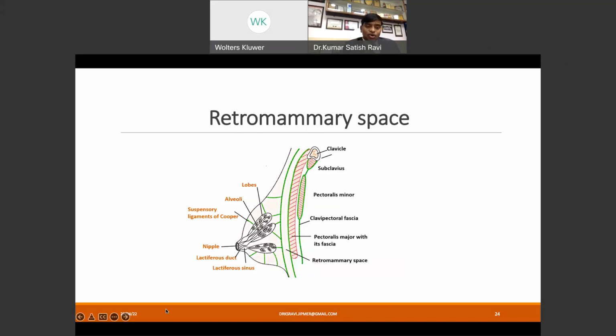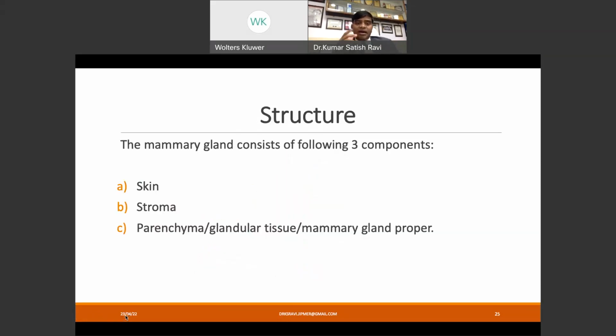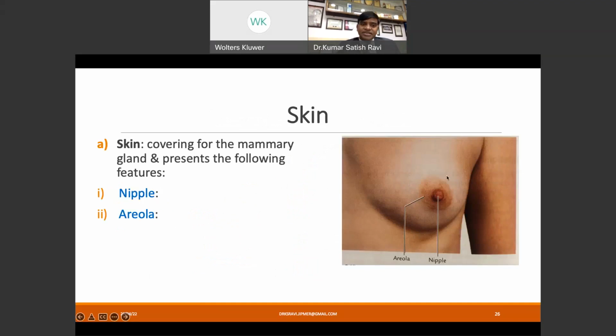Now we'll see the structure of the breast. The mammary gland consists of the following three components: one is the skin, another is the stroma, and the third is the parenchyma or the glandular tissue, or the mammary gland proper. The skin covers the mammary gland and presents the nipple, and around the nipple you can appreciate the areola.